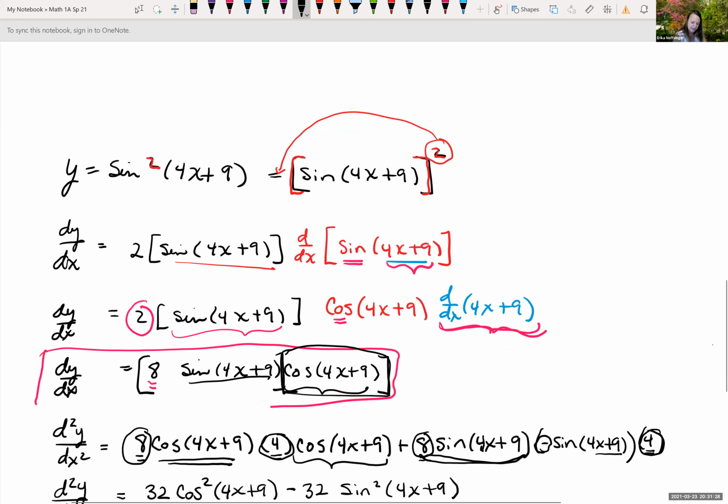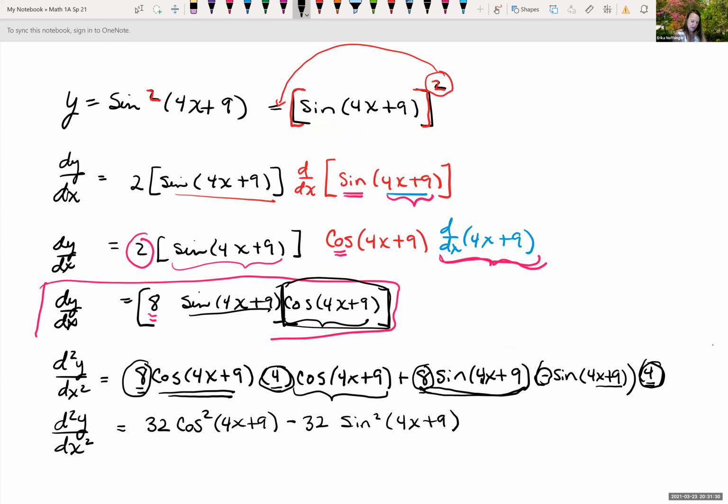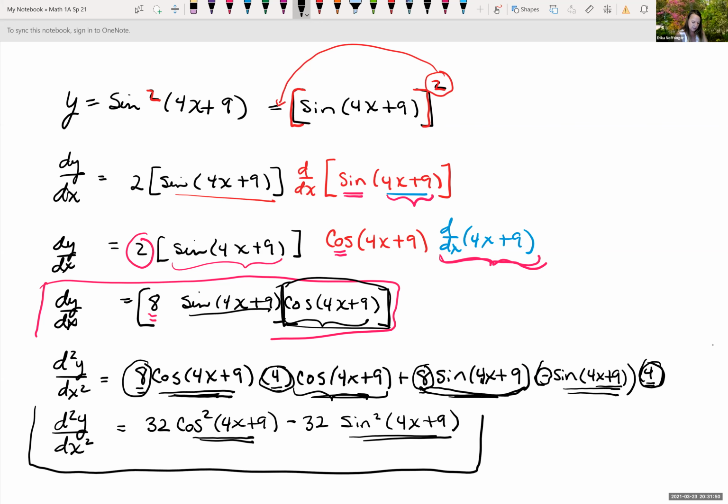So that's going to be a minus 32. And cosine of 4x plus 9 times cosine of 4x plus 9 is cosine squared of 4x plus 9. And sine of 4x plus 9 times sine of 4x plus 9, we can rewrite as sine squared of 4x plus 9. So we can leave it like that, or we can factor out the 32.